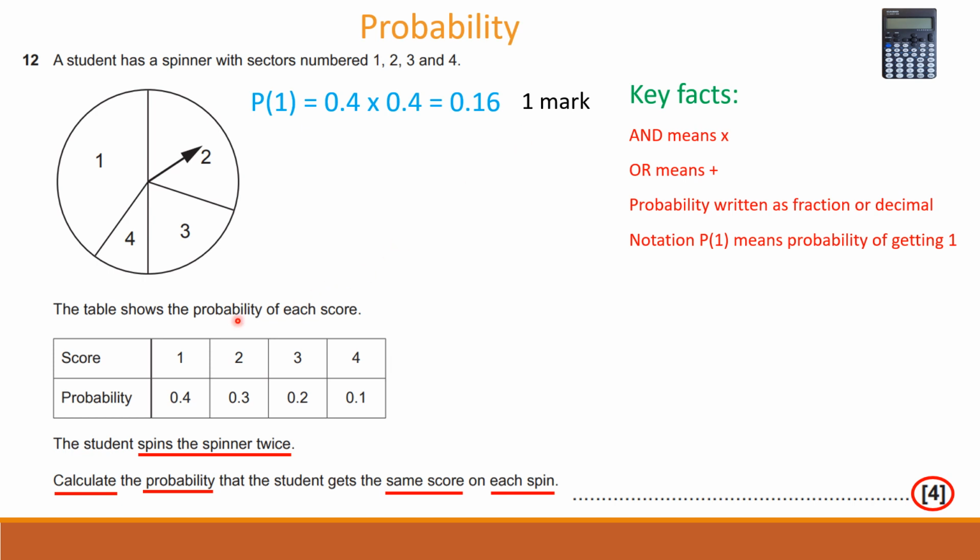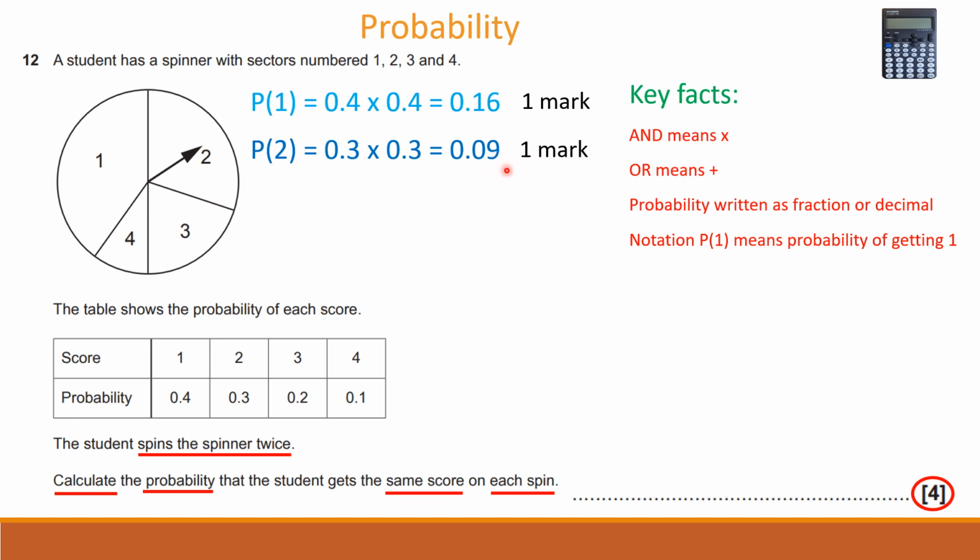We've now got to do the same for each of these probabilities. So now we're going to look at the probability of 2. The probability of getting a 2 is 0.3, and the probability of getting another 2 is also 0.3. So this time I've got to do 0.3 times 0.3, which is 0.09. Again, 3 times 3 is 9, 2 digits behind the decimal point, so 2 digits behind the decimal point here, making it 0.09 for your second mark.